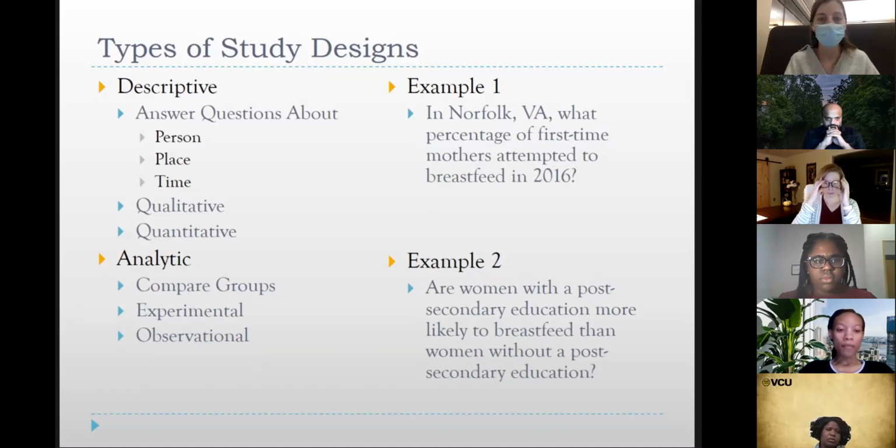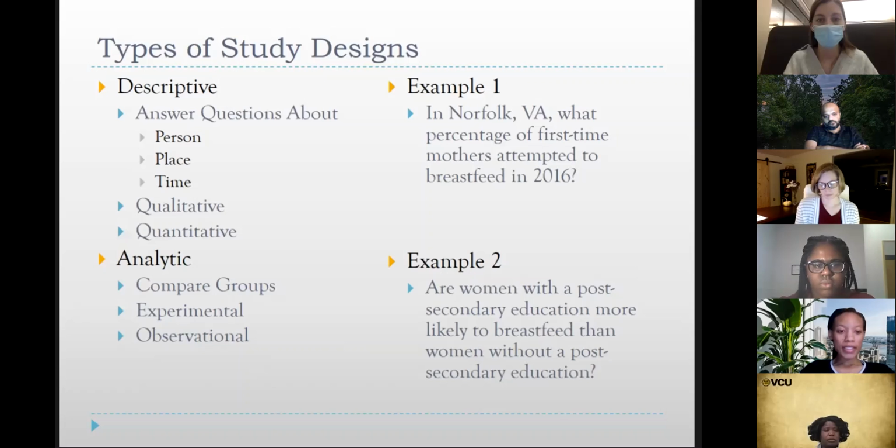And so, for qualitative, that would be interviews, focus groups, things of that nature. And then quantitative, what we generally think of as the surveys or having things out on a Likert scale or things like that. And an example of a descriptive study would be if someone asked the question, in Norfolk, Virginia, what percentage of first-time mothers attempted to breastfeed in 2016? So here for our population, we have first-time mothers. For the place, we know we're looking in Norfolk, Virginia, and then for the time, we're looking in 2016.